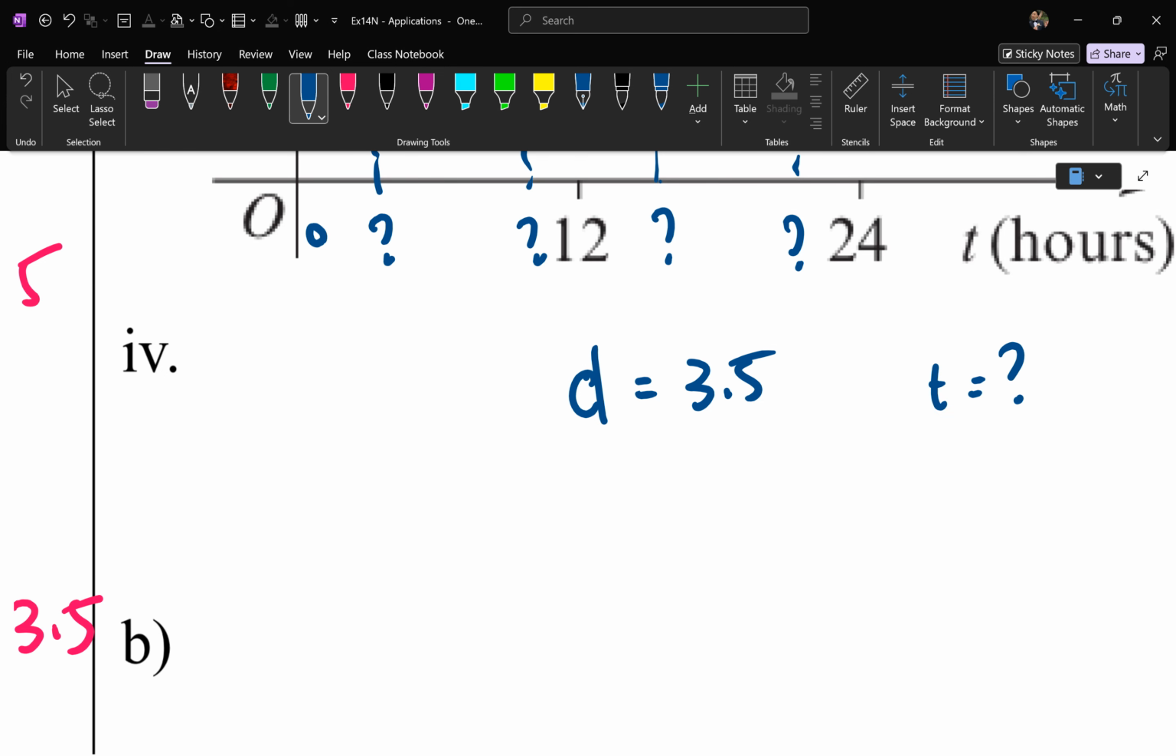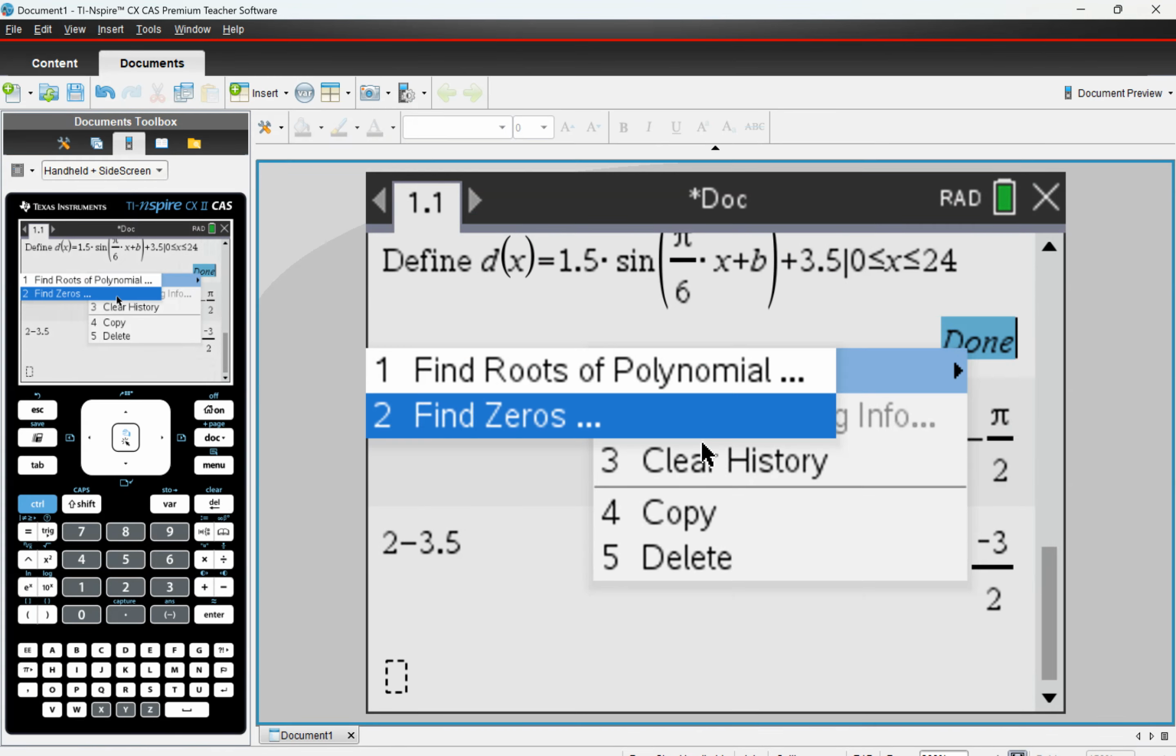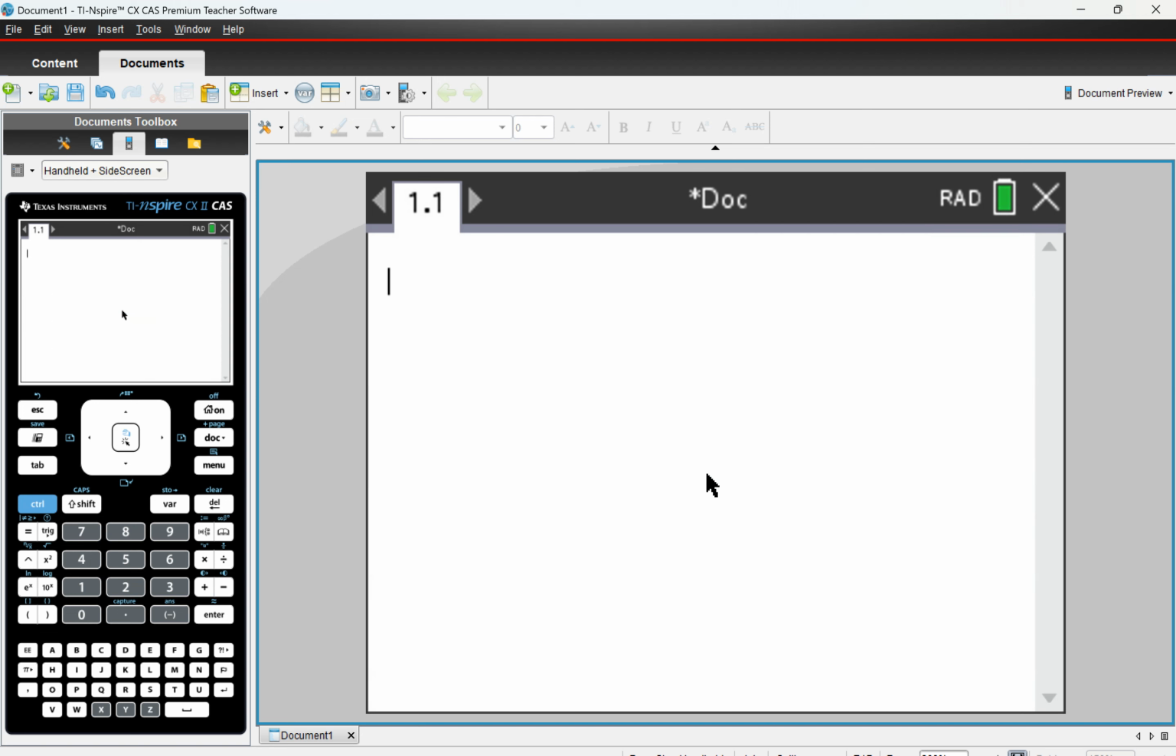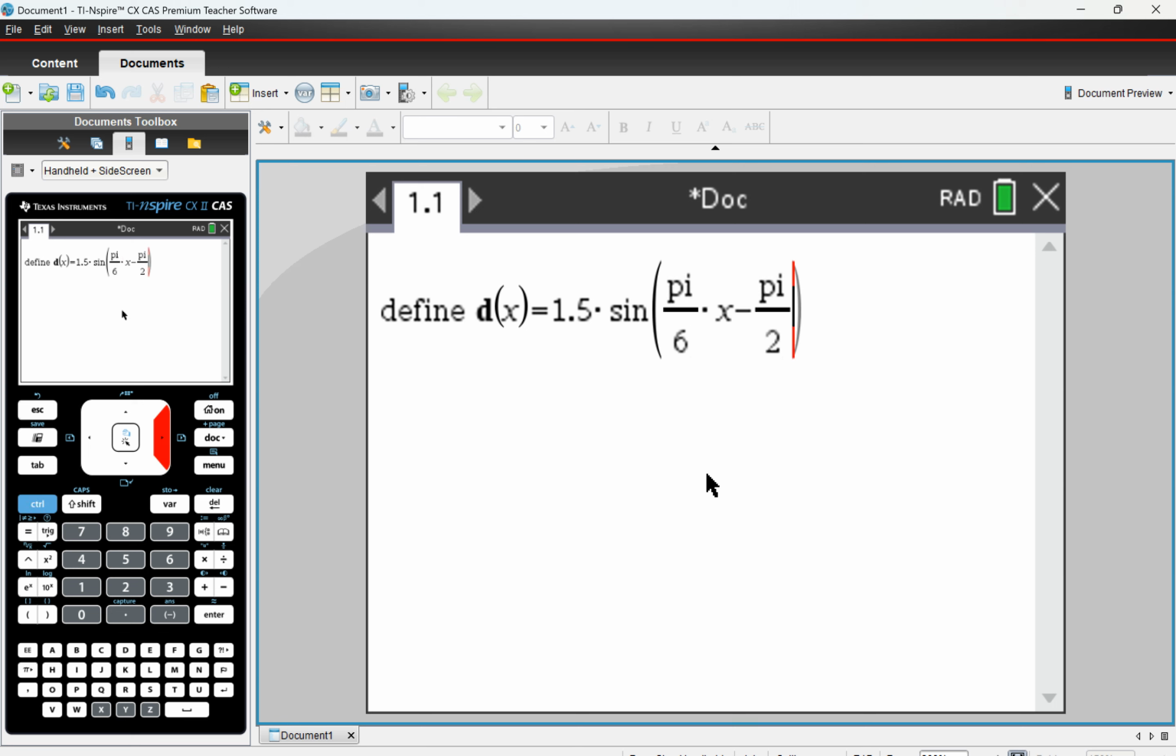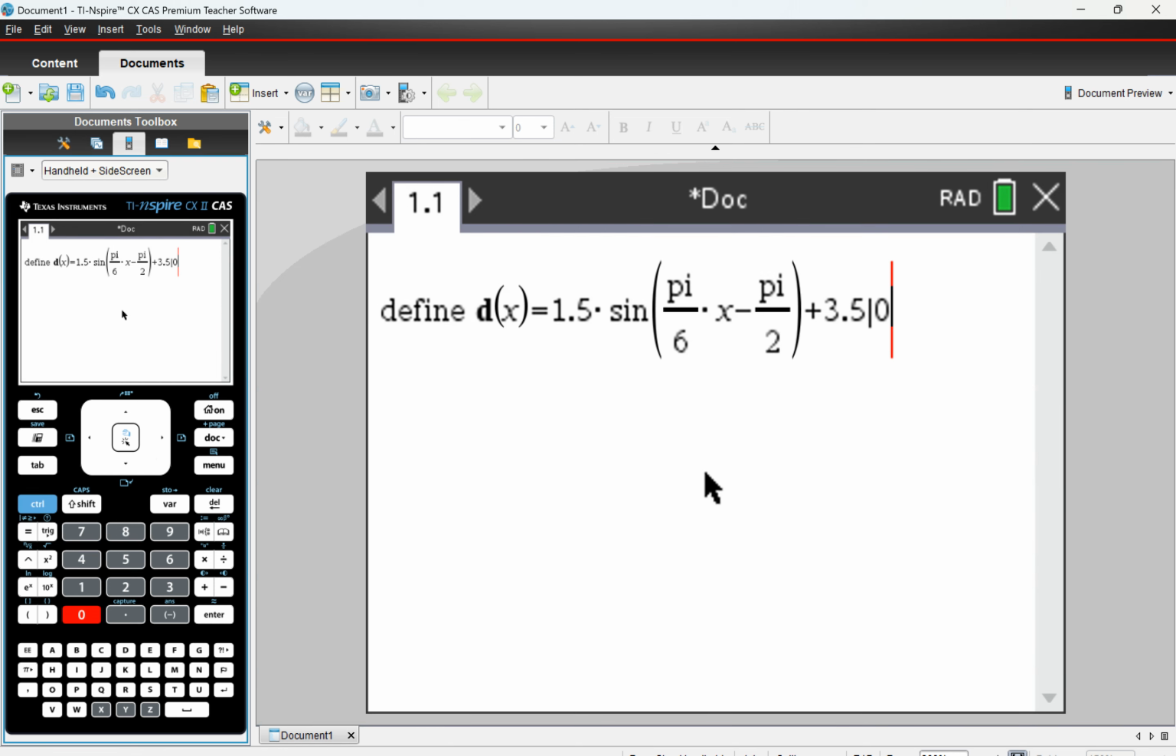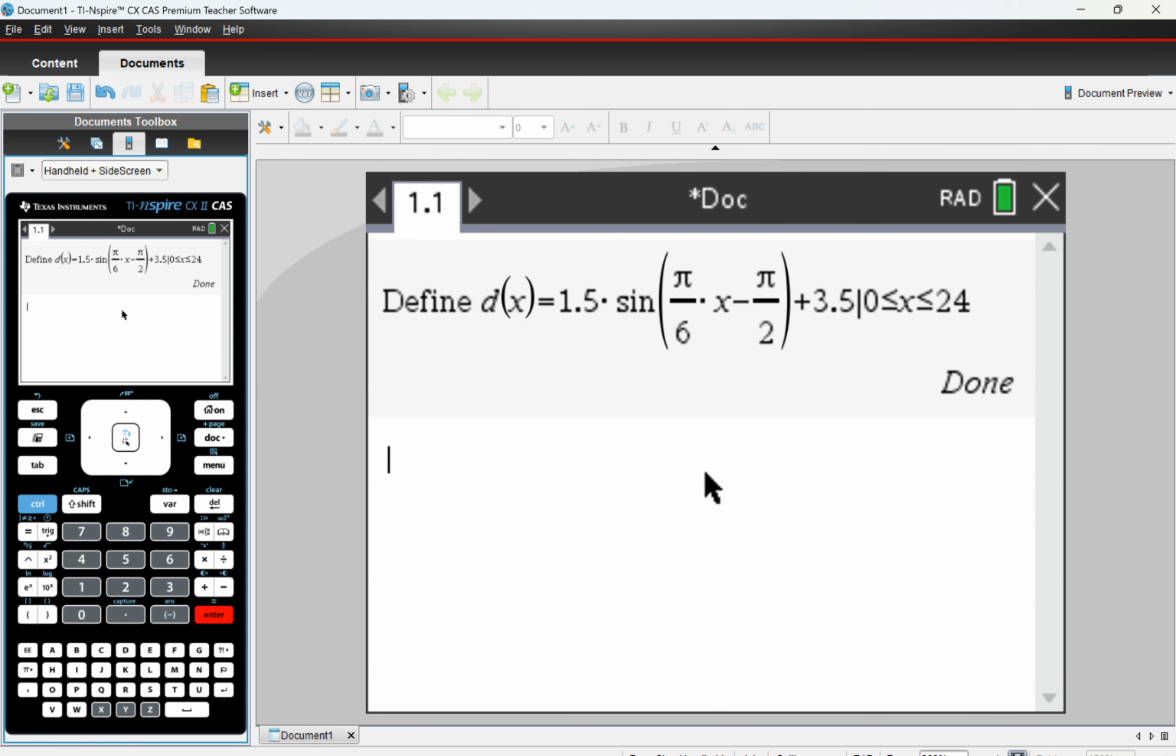On your CAS calculator, you can do this. Here we go, let's define it. Have I defined it before? No, I haven't. All right, let's do it. Define d of x equal to 1.5 times sine of pi over 6 times x minus pi on 2, plus 3.5, given that it's between 0 and 24. Press enter. Okay, so this is our equation, and the domain is between 0 and 24.